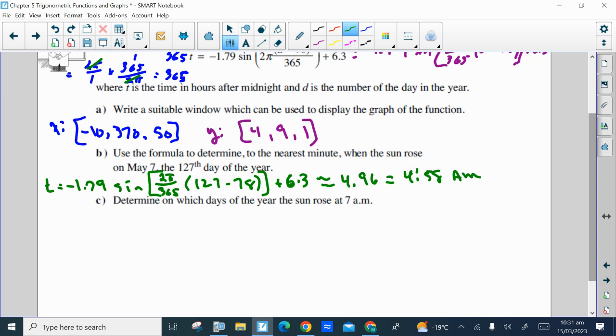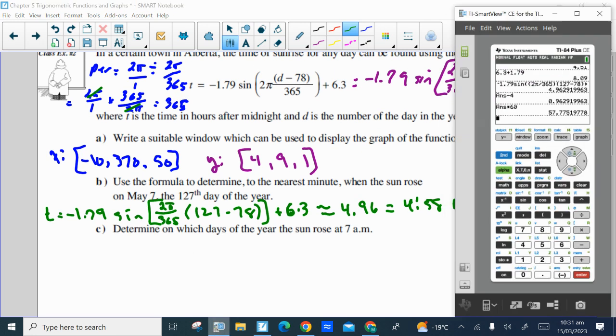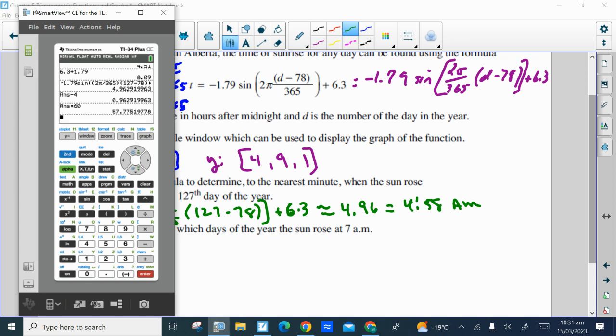Determine on which days of the year the sun rose at 7 a.m. So to do this one, you would want to have the equation in your calculator and the window set to what we have them at. So it's negative 1.79 times the sine. Again, we'll need another set of brackets for our b value, 2 pi over 365. And then another set of brackets for x minus 78. Close the bracket on that and close the bracket on the sine. And then our plus 6.3 on the outside.